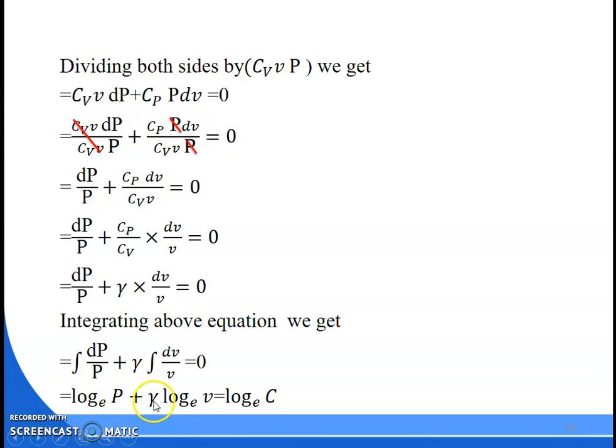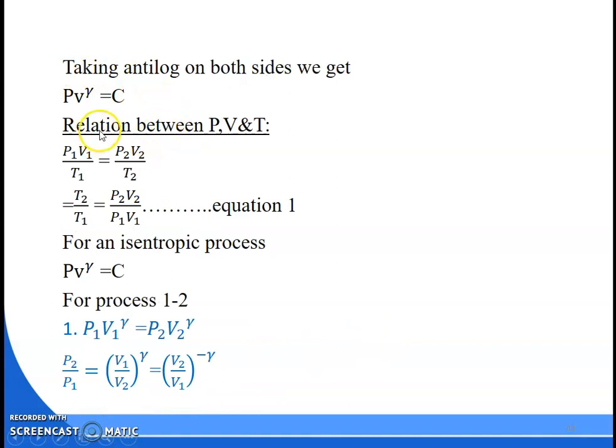Log P plus gamma into log e V. I can write this as log e V to the power gamma. So log P plus log e V to the power gamma, I can write as log e of P into V to the power gamma. If I take the antilog on both sides, log e and log e will be cancelled out. What we got? P V to the power gamma is equal to constant. And this relation is the derivation of the law of reversible adiabatic or isentropic process.